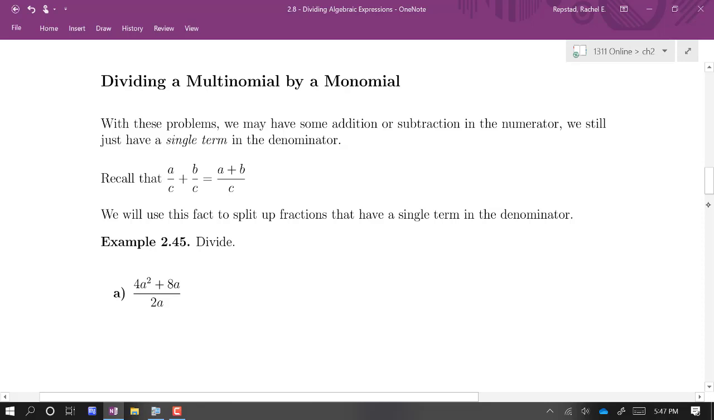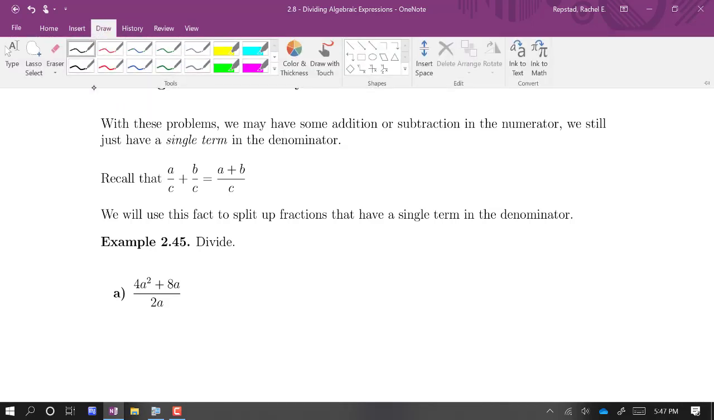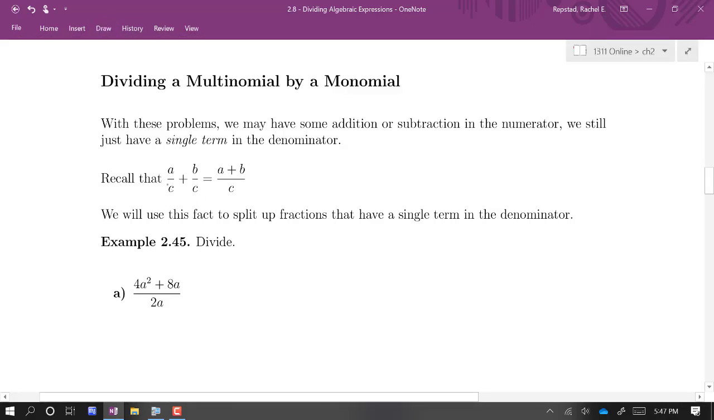Our next scenario is, what if we have some addition or subtraction up top but not on the bottom? So again, we have a single term in the denominator, and when that's the case, we already know how to add fractions that have a common denominator. We did this a while back. So if I have a common denominator, I just bring that denominator over, right, and I do the addition or subtraction with the numerators. But look, this fact works in two directions.